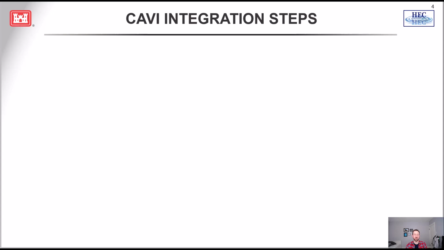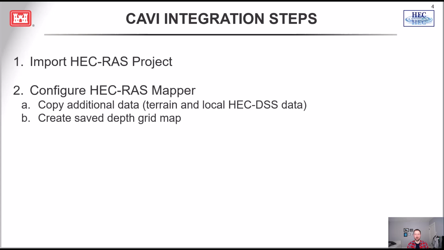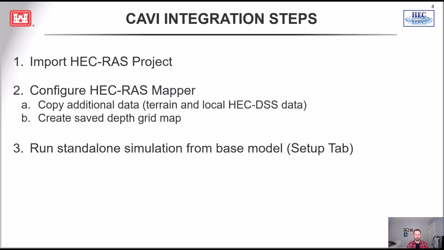There are 4 main steps when integrating an HEC-RAS model into the CAVI. The first step is to import the HEC-RAS project. The second step is to configure HEC-RAS Mapper. The third step is to run the base model standalone from within the Setup tab. The last step is to verify model linking inside of the CAVI.